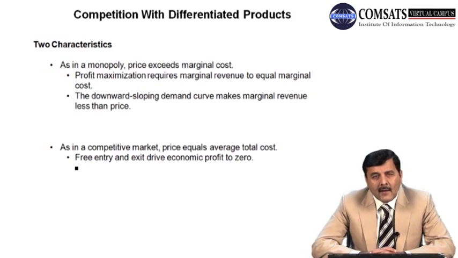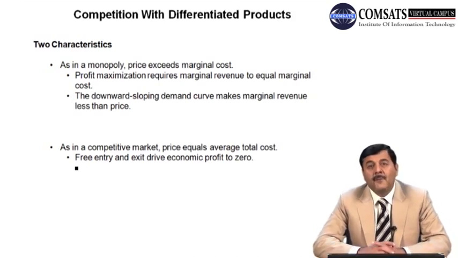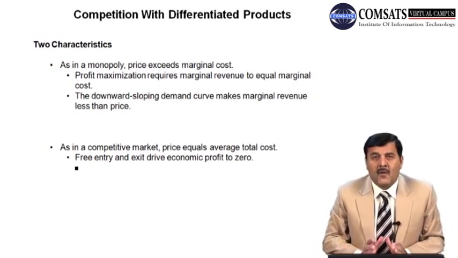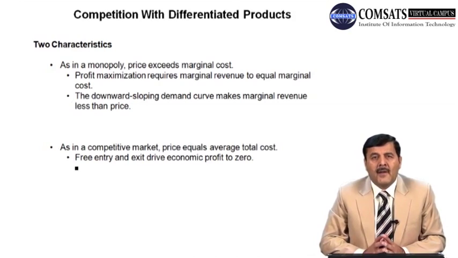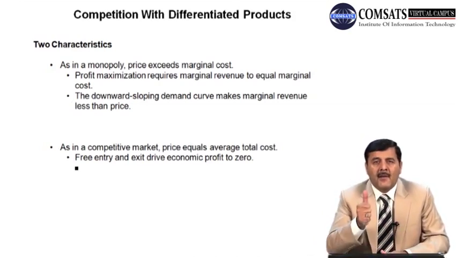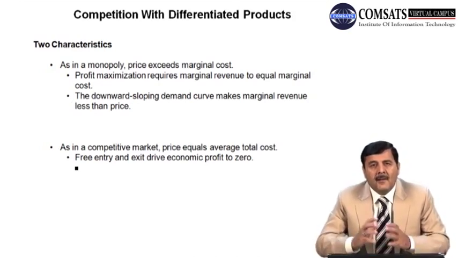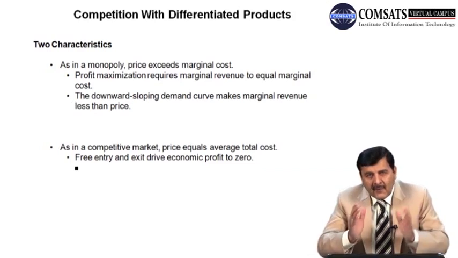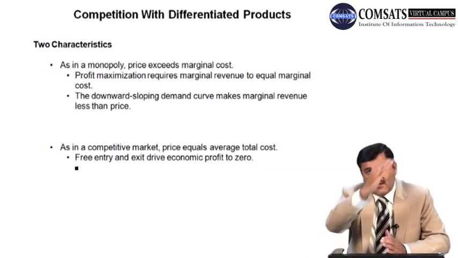Similarly, in case of monopolistic competition, price is also greater than marginal cost, as we have seen in monopolies. The firm faces a downward sloping demand curve in case of both monopoly and monopolistic competition. The difference is that in case of monopoly there is only one firm, but in case of monopolistic competition there are many firms. So the difference is in the shape of the demand curve or the revenue curve.